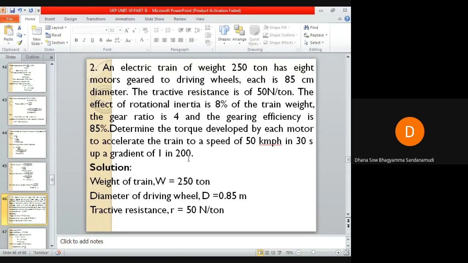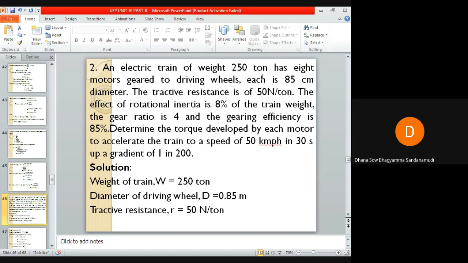So dead weight of the train is given. In the previous problem they didn't specifically mention the weight, they mentioned motor coach. Whenever the term coach comes, it is with respect to the train only, so you must understand that. Dead weight of the train is given, 250 tons. I think it was the same weight as in the last problem also.